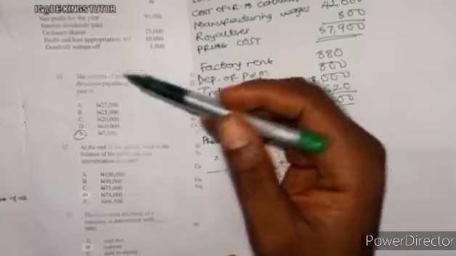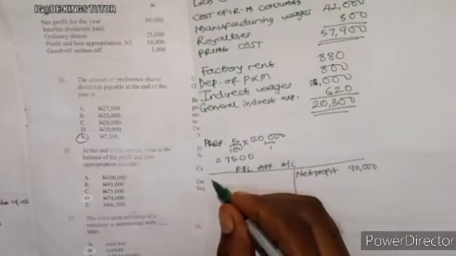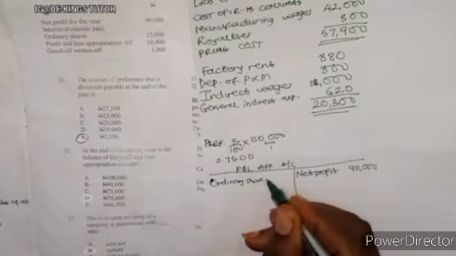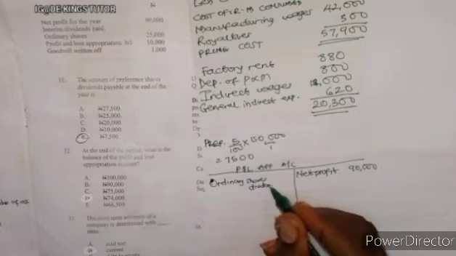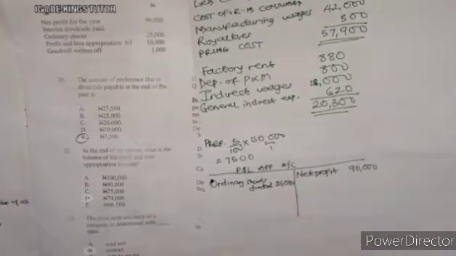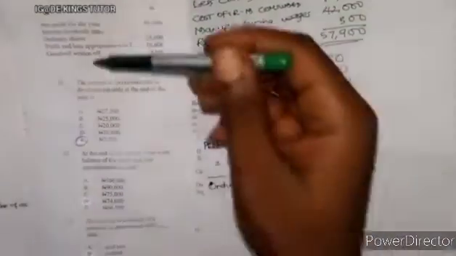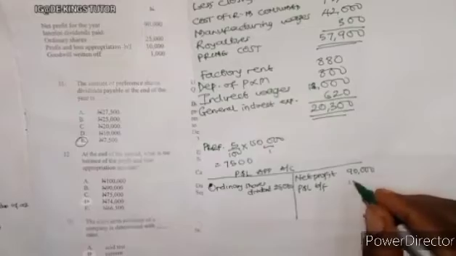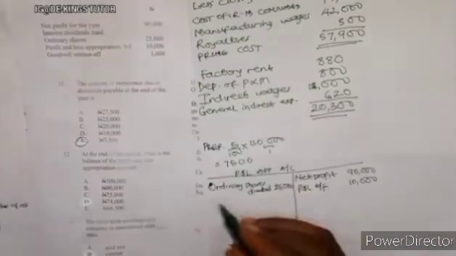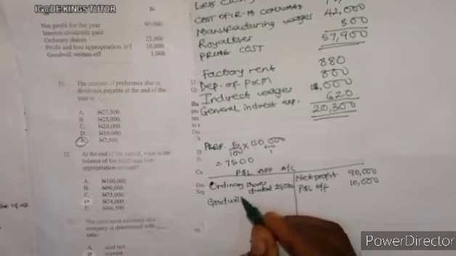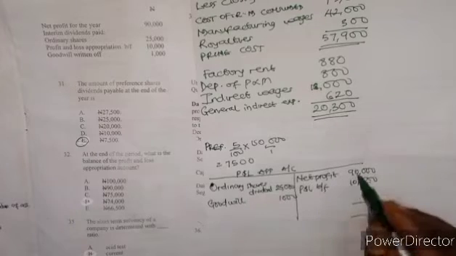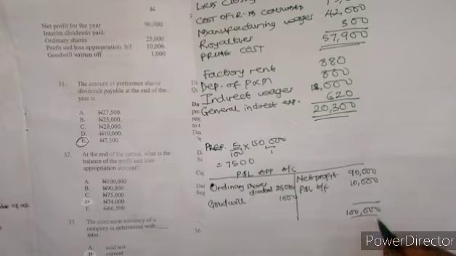The next one is interim dividend paid, ordinary shares. They paid ordinary shares dividend of 25,000. Profit and loss appropriation brought forward, 10,000. Goodwill written off, 1,000. Okay, so when you add this 90 plus 10, it gives us 100,000.